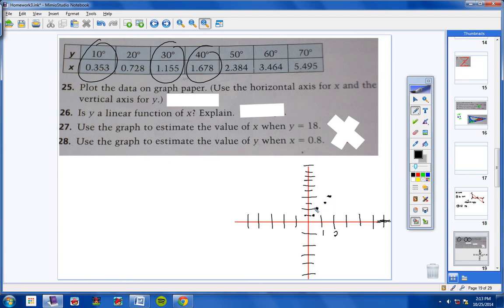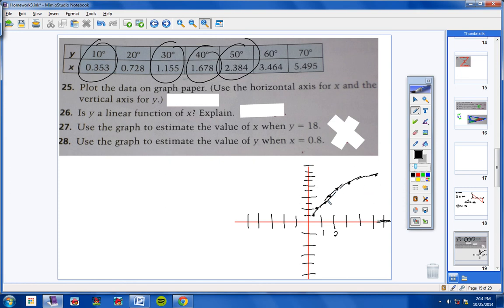We're getting a pretty good linear relationship. So the next question is, is y a linear function of x? And so we're going to check in a second and see. Let me quickly finish plotting these. So over 2.3, and then up to 50, and then over 3.4, and then up to 60, but right here, and then over 5.4, and up here. So it looks like it's not super linear. It's kind of curving a little right here.